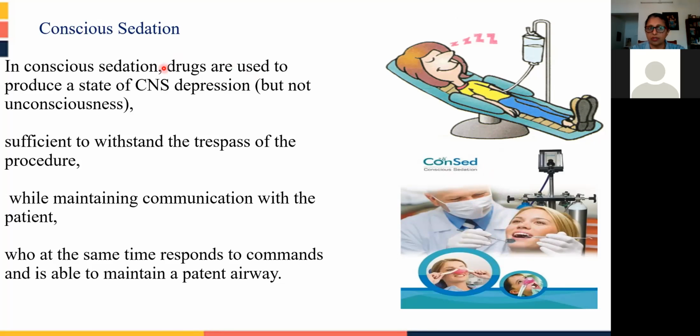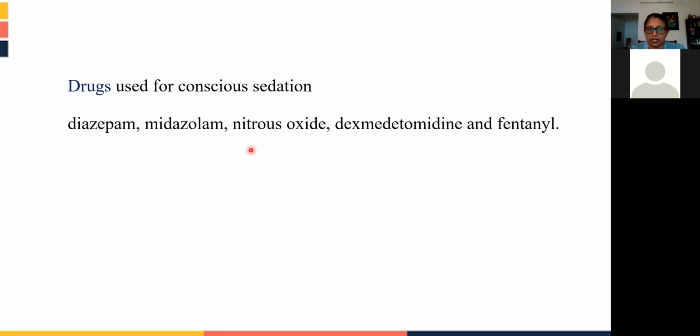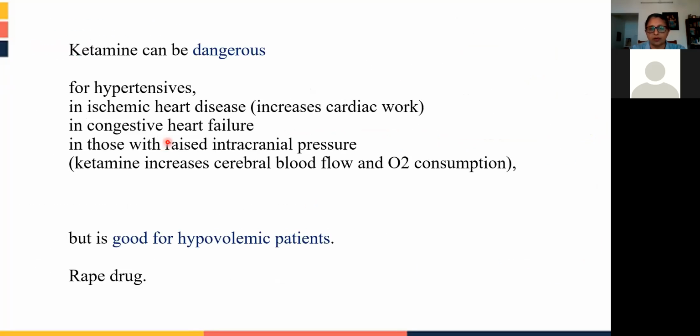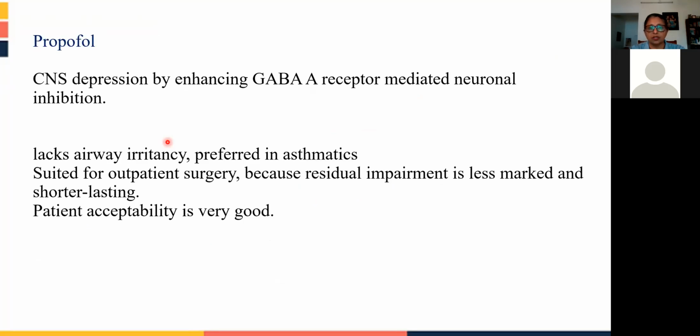Understood? They are used to produce a state of CNS depression. They withstand the trespass of the procedure, but we can communicate with the patient and we can maintain the patent airway. This is called conscious sedation. And what are the drugs? Drugs used for short procedures, as we have already seen, are diazepam, midazolam, nitrous oxide, dexmedetomidine, fentanyl, etc. We'll just have a look once again and go through this.